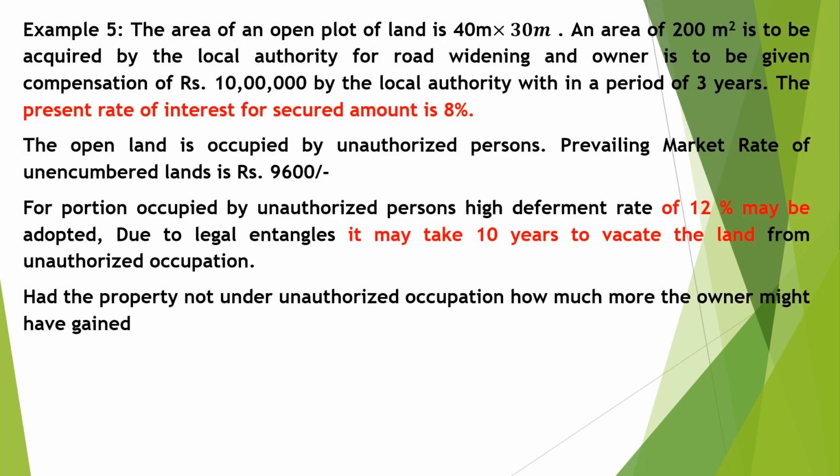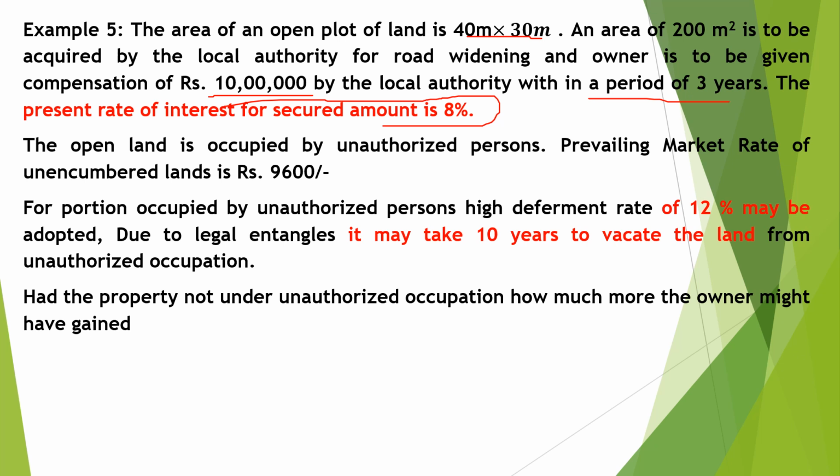Next, another question, another example. The area of an open plot of land is 40 meter by 30 meter. An area of 200 square meter is to be acquired by the local authorities for road widening, and the owner is expected to be given a compensation of 10 lakh by the local authorities within a period of 3 years. The present rate of interest on the secured amount is 8%. It is given to you.